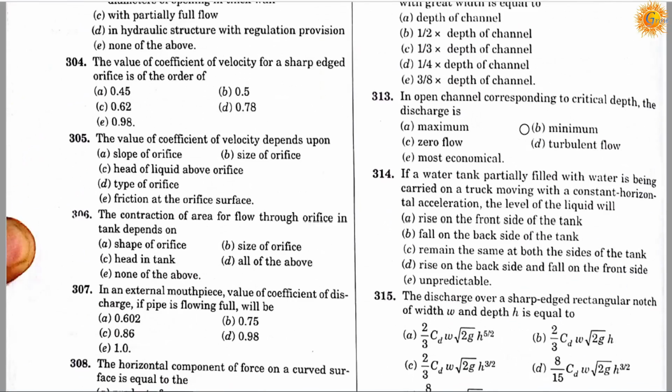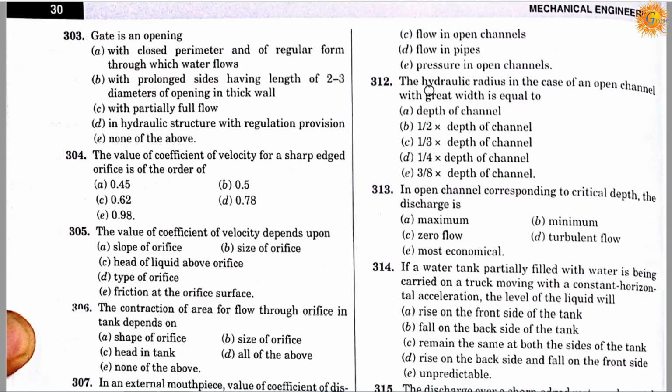Question number 312. The hydraulic radius in the case of an open channel with great width is equal to: option A, depth of channel; option B, 1/2 into depth of channel; option C, 1/3 into depth of channel; option D, 1/4 into depth of channel; and option E, 3/8 into depth of channel. Correct answer is A, it will be equal to depth of channel.